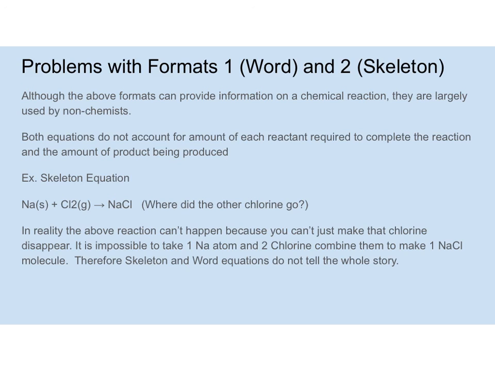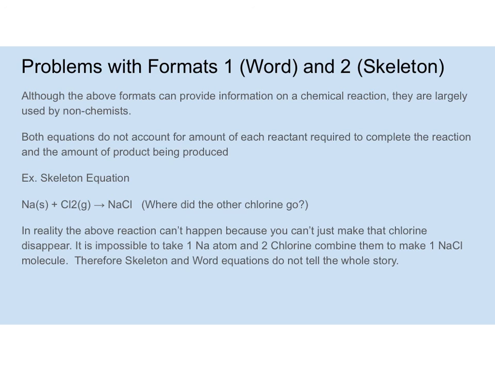Like if I look at the skeleton equation of Na plus Cl2 leads to NaCl. Well, if you look, that's 1 atom of sodium combining with 2 atoms of chlorine, creating 1 molecule of NaCl, and that molecule only has 1 sodium and 1 chlorine. Well, where did the other chlorine go? Okay? It doesn't account for this. So that's why skeleton equations are a problem for real chemists.